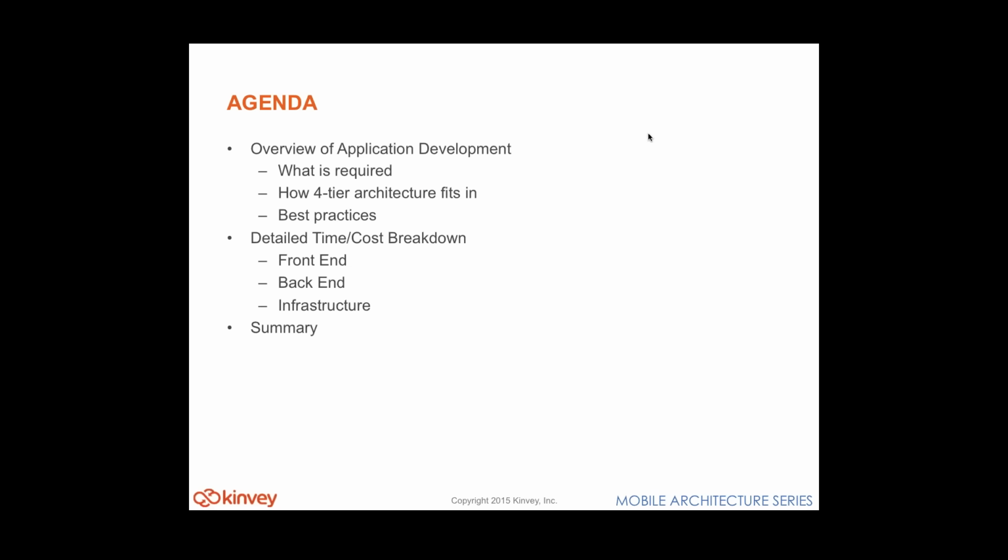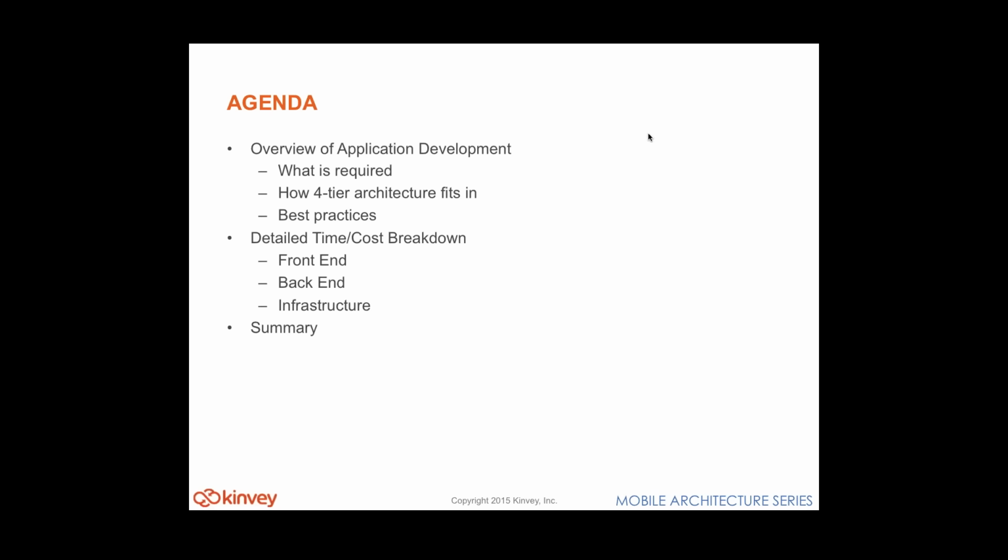So first, I just want to give you a high-level agenda. So first, we're going to take a look at an overview of some application development and what's required, and how a four-tier architecture fits into it, and what the best practices are when you're developing mobile applications, especially for the enterprise. Now that's important because as we're looking at our detailed time and cost breakdown, we're going to be thinking of it within the framework of developing with these best practices.